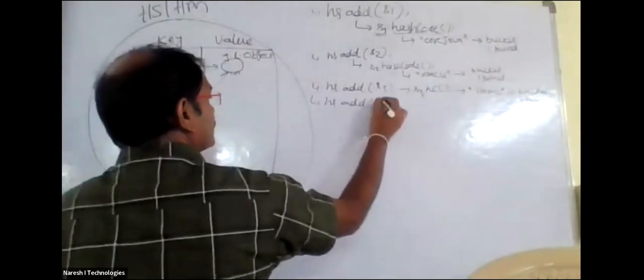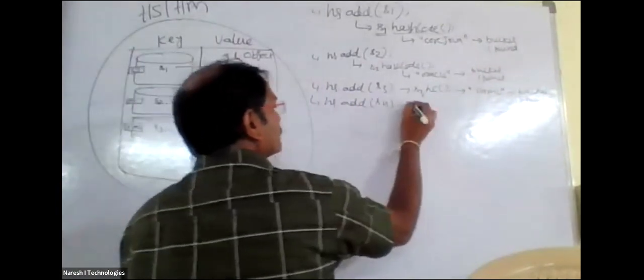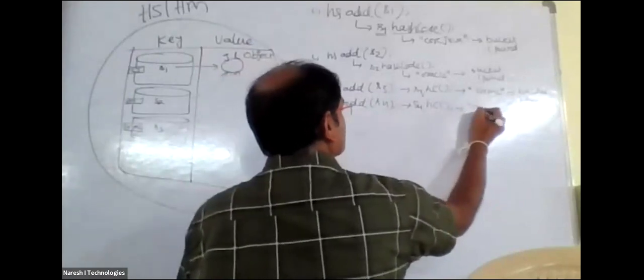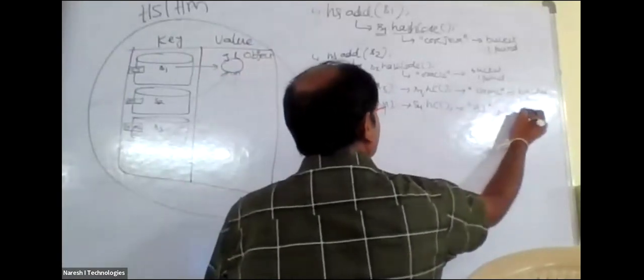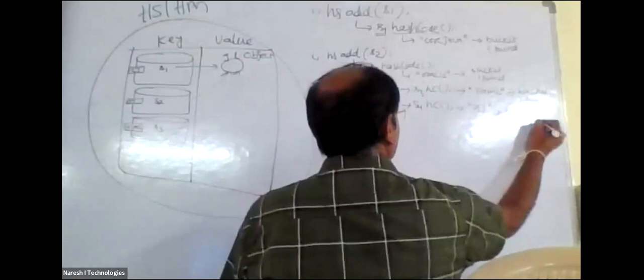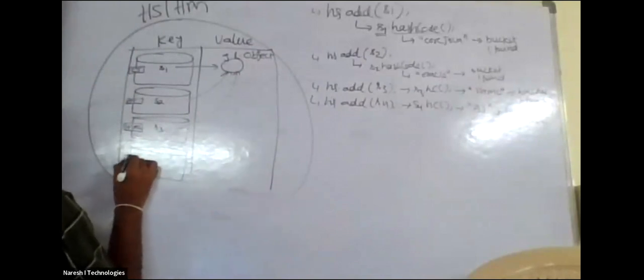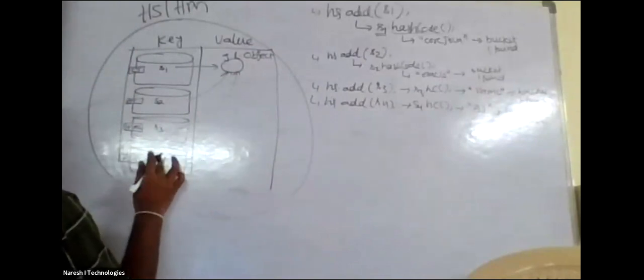Next method, HS.add(S4). Same algorithm. S4.hashCode() is called. Double quotes, advanced Java. Bucket not found. Then directly a new bucket is created, with hash code number advanced Java, and S4 is stored.